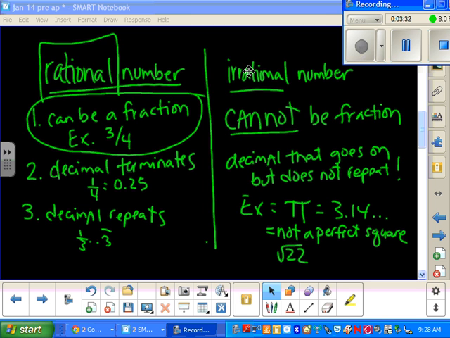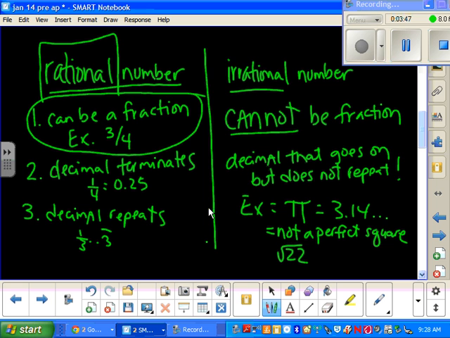Let's take a look at the irrational numbers. Their characteristic is that they cannot be written as a fraction. The decimal goes on and on and does not repeat. The biggest example of an irrational number is pi, because if we convert pi to a decimal, we get 3.14... It goes on forever and it does not repeat. Another example of an irrational number is a square root of a number that is not a perfect square. If we look at the square root of 22, that is not a perfect square, therefore it is irrational.